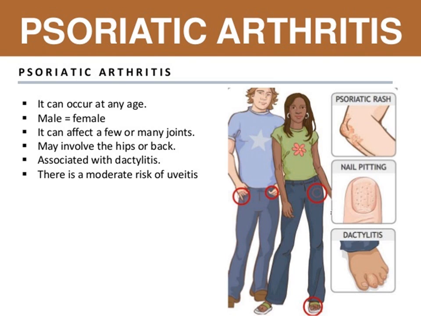As regards psoriatic arthritis, it is characterized by the following: monoarthritis, dactylitis, involvement of distal interphalangeal joint, tenosynovitis, and nail involvement such as nail pitting.